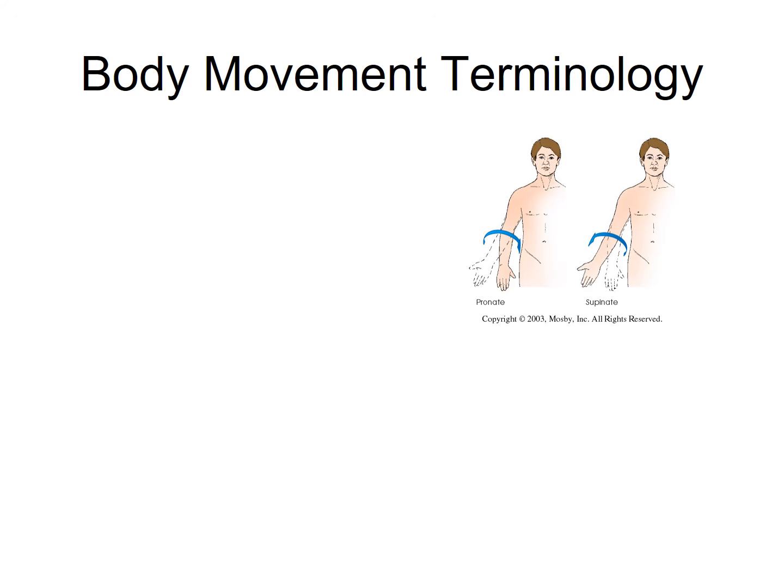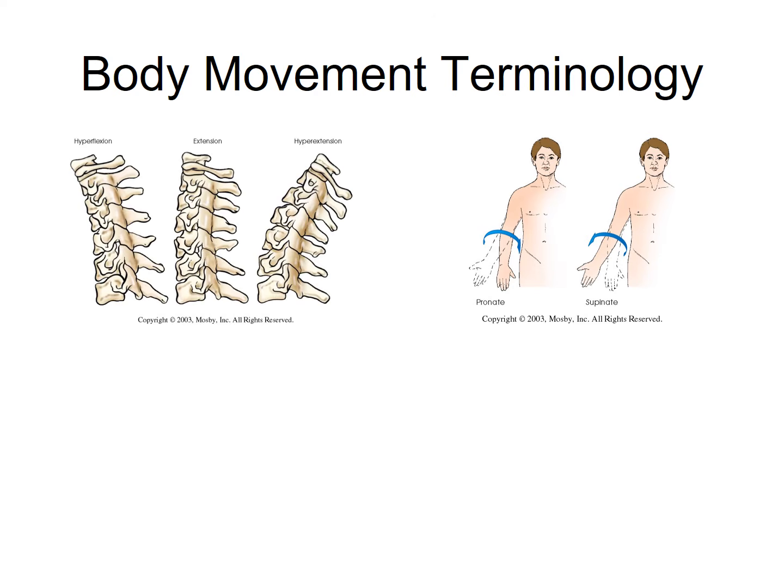When I turn my hand palm up, this is called supination, or I supinate the hand. If I bring the palm down, this is called pronation, or I pronate the hand. We can also flex or extend the spine. If I'm doing cervical spine flexion, I would bring my chin down toward my chest. Extension, I would bring my chin up away from my chest. So hyperflexion, hyperextension.